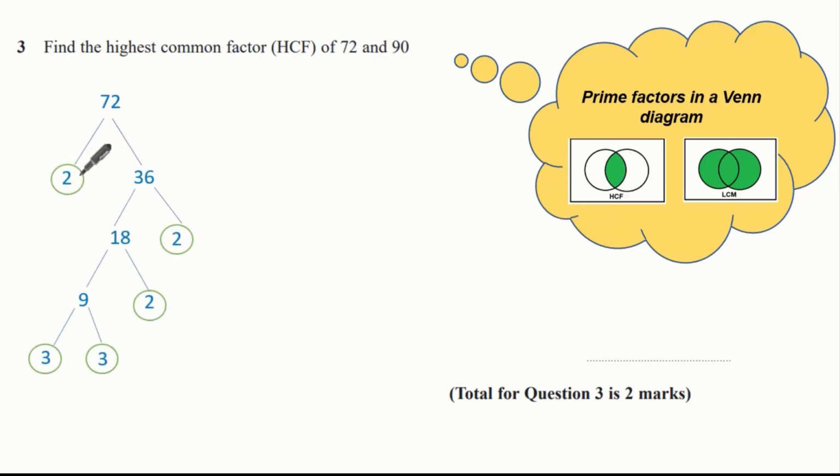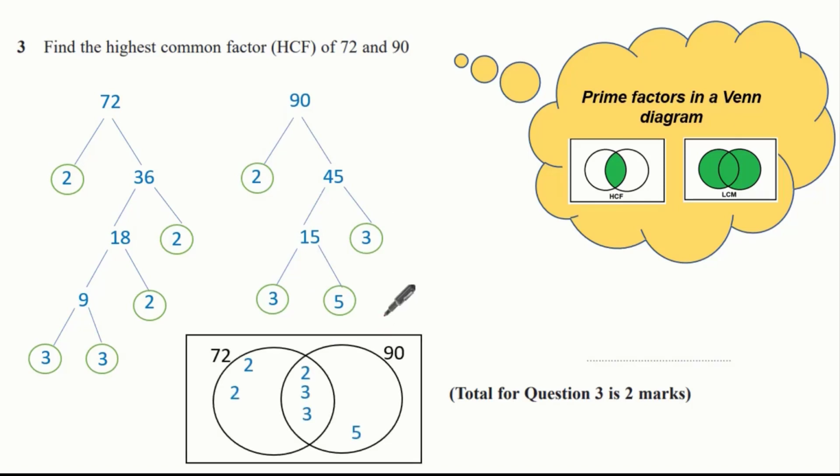Identifying the prime factors of 72 gives me 2 times 2 times 2 times 3 times 3. And identifying all the prime factors of 90 gives me 2 times 3 times 3 times 5. Inserting these into my Venn diagram, you can see I have all the prime factors of 72 here and all the prime factors of 90 here. Noticing how I have common prime factors, which I've put in this intersecting area. So the highest common factor is 2 times 3 times 3, which is 18.